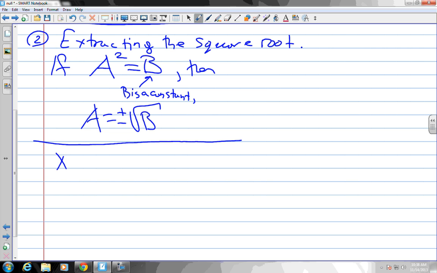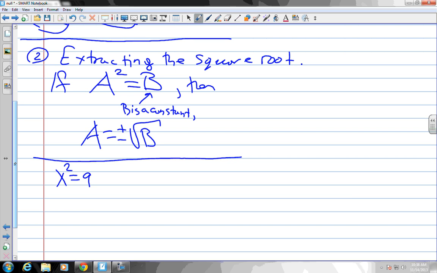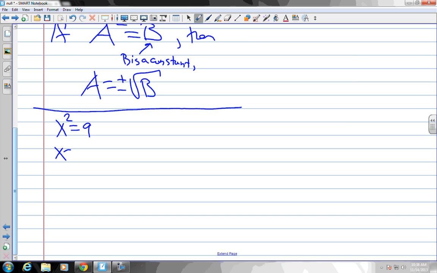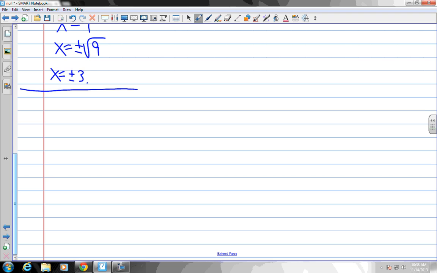So x squared equals 9. Can we use that technique to solve this equation? Yeah. So if x squared equals 9, automatically x equals plus or minus the square root of 9, which is 3. Is that okay?